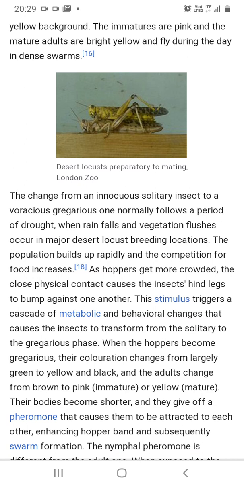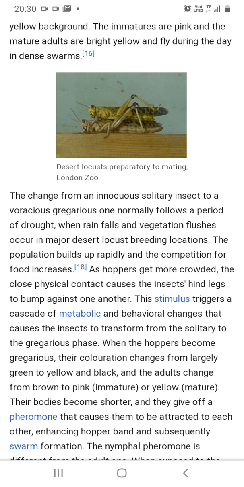As hoppers get more crowded, the close physical contact causes the insect's hind legs to bump against one another. This bumping against one another, or this close physical contact, behaves like a stimulus and triggers a cascade of metabolic and behavioral changes that causes the insect to transform from the solitary to the gregarious phase.